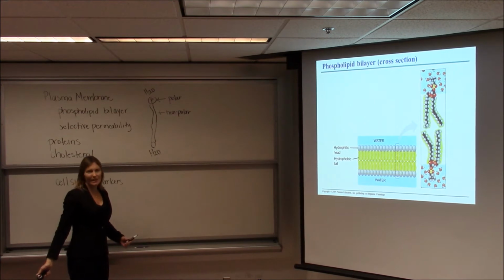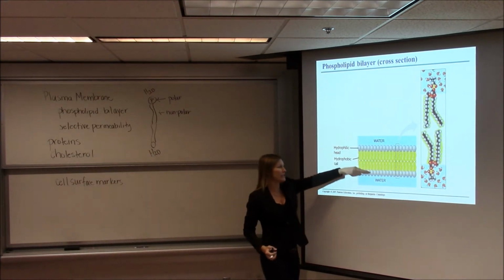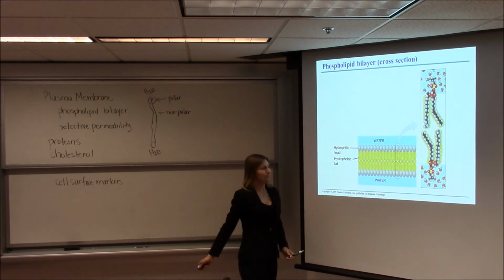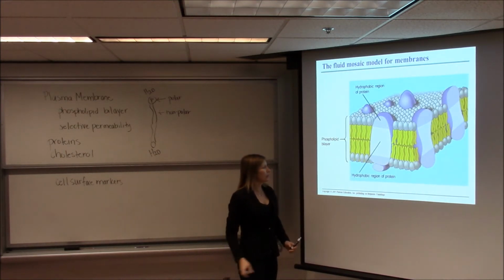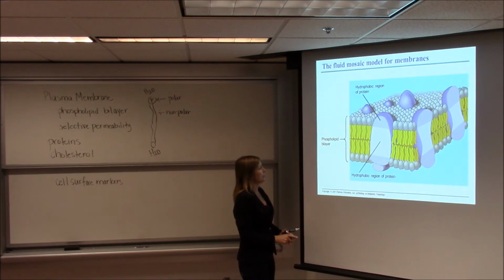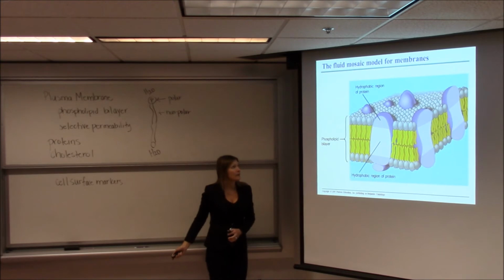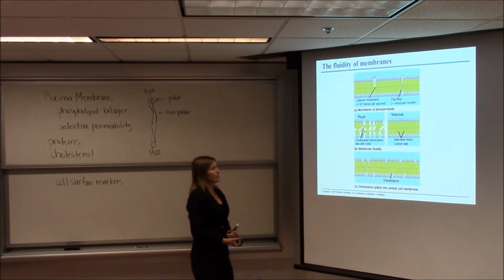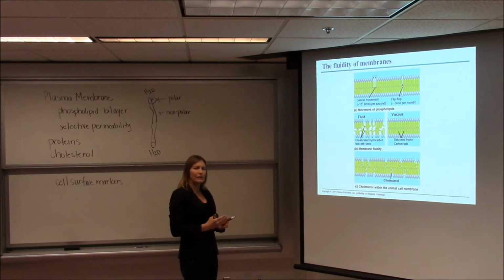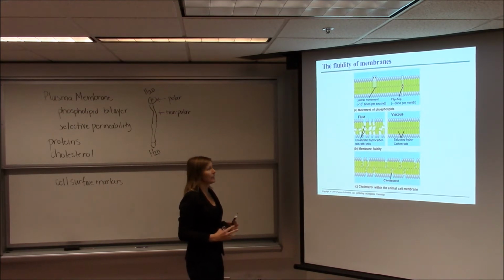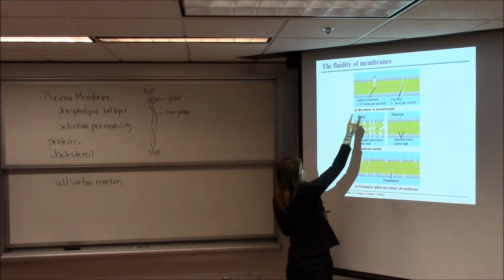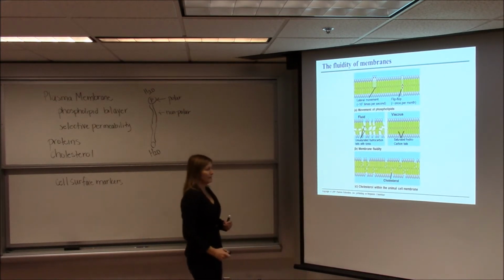So again, this is a review slide. You've seen this. This just shows how water is shaping that phospholipid bilayer. And this shows that even the proteins can be hydrophobic. And they're embedded in that phospholipid bilayer. This shows that the phospholipids don't necessarily just stay in one place in this plasma membrane. This plasma membrane is not rigid. It is actually very fluid. And this shows the fluidity. Those phospholipids can move laterally and they can flip-flop in that membrane.